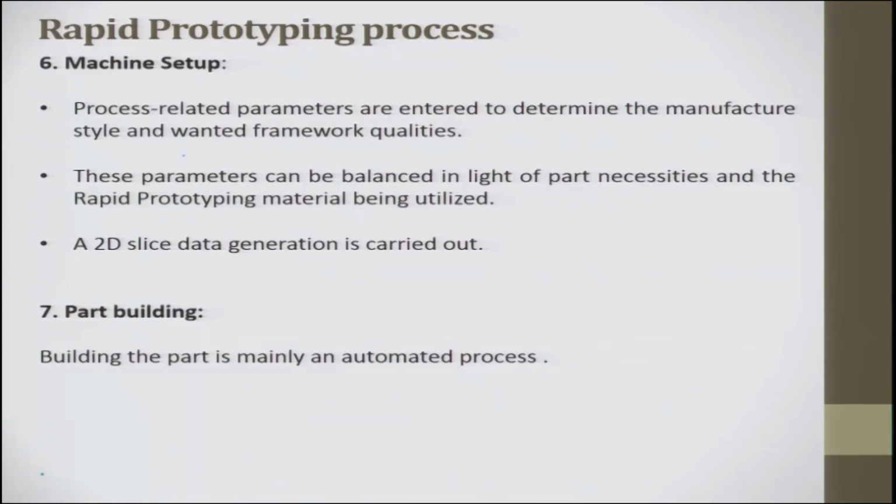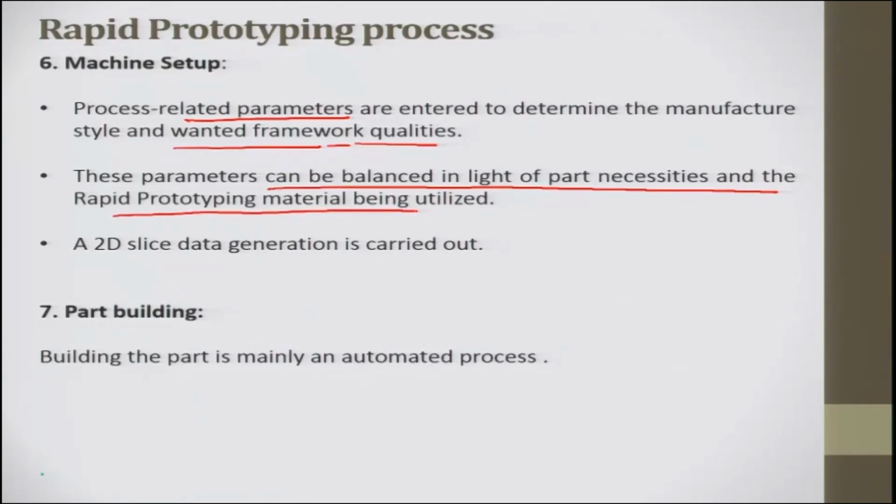Process related parameters are entered to determine the manufacture style and wanted framework qualities. There are certain parameters for each process, we will discuss those. These parameters can be balanced in light of part requirements and the rapid prototyping material that is being utilized.